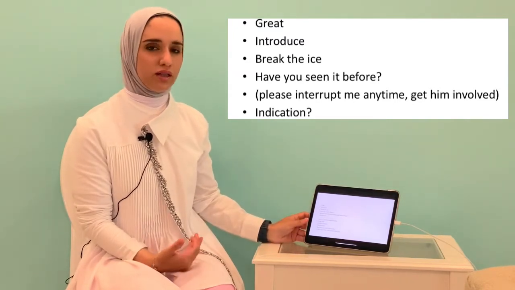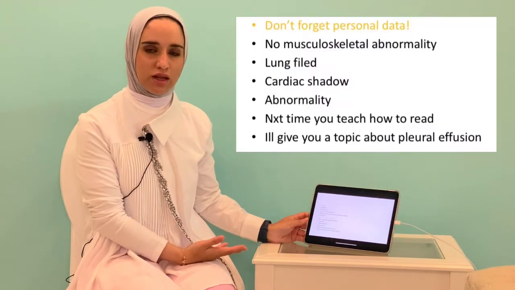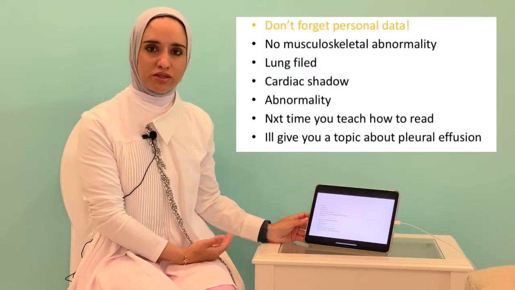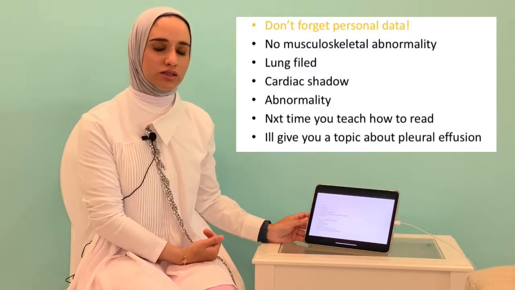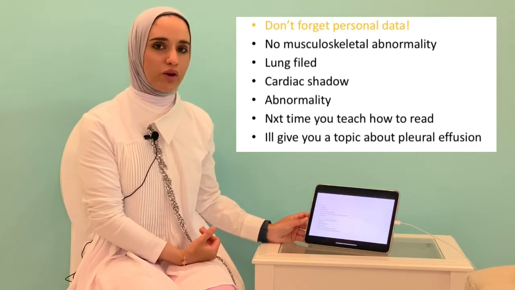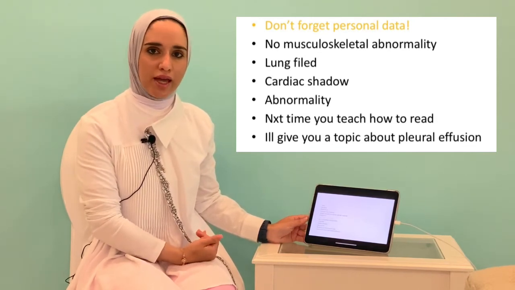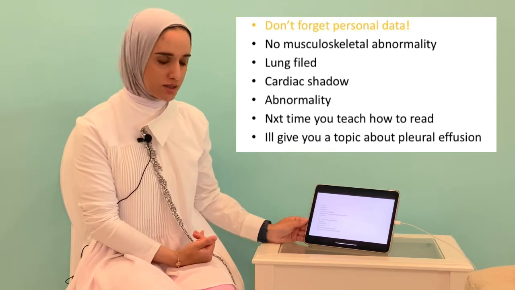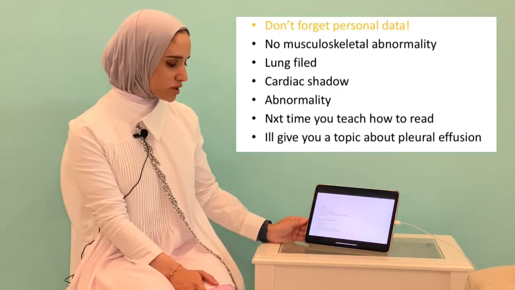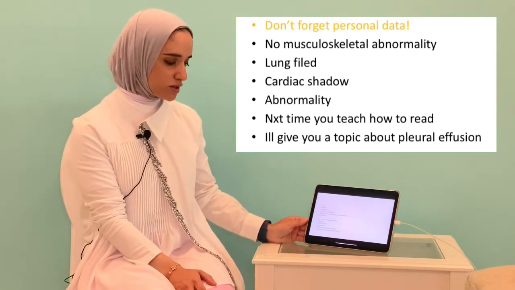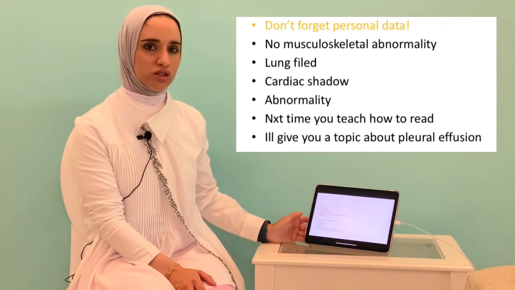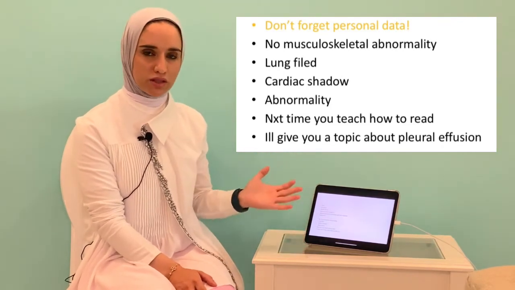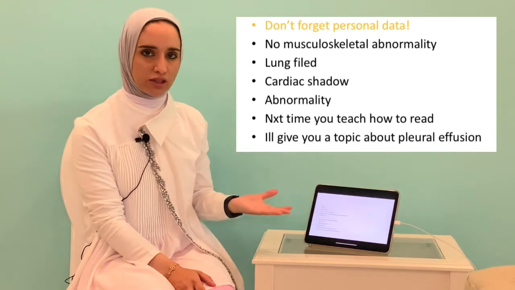You would start with the personal data. Don't forget anything. For example, here we have a chest X-ray. Don't forget to mention the personal data. Make sure this chest X-ray is correct for our patient: the name, the date, the time, when the chest X-ray was taken. Then you would start with the musculoskeletal abnormalities. Mention if there are any abnormalities or fractures.